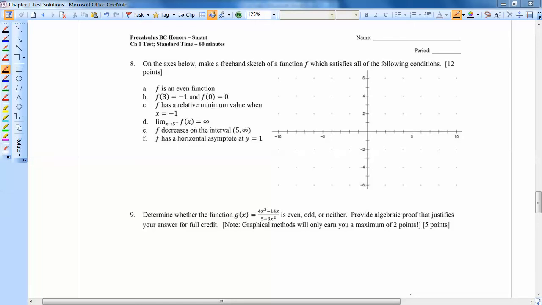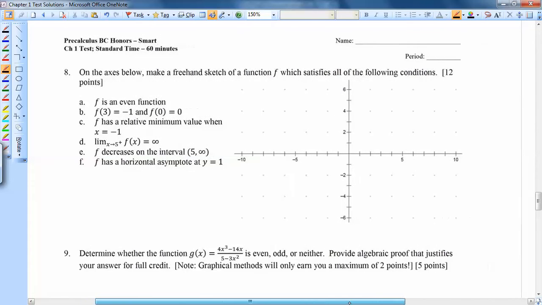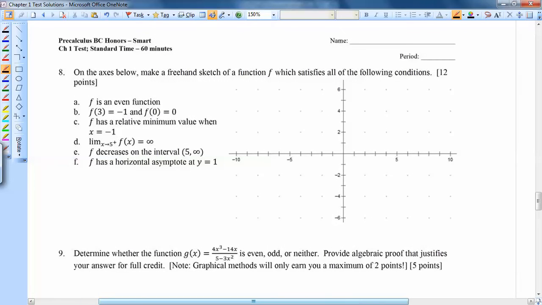Okay, number 8 was challenging for a lot of people. Let me zoom in a little bit on this. In number 8, you have to draw a graph that has a lot of different properties. So let's do the easiest ones first. Let's do B. B says that when x is 3, y is negative 1. So I'm going to plot that point right here. And it says 0 and 0, right? When x is 0, y is 0.